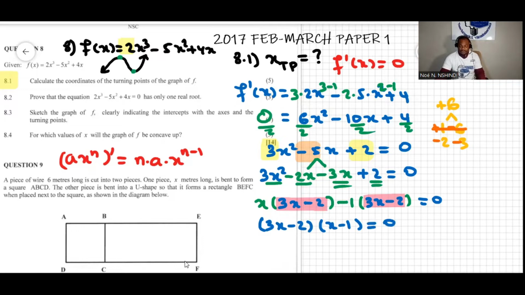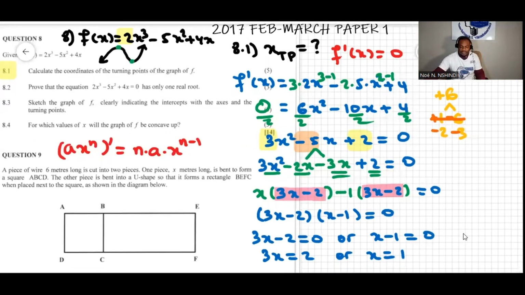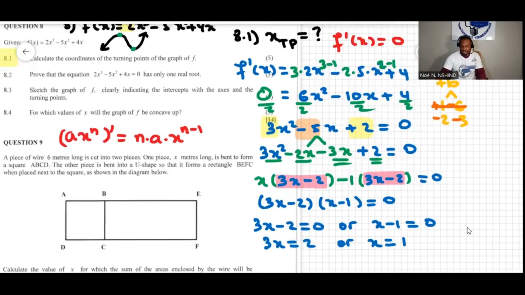Now, if this is equal to 0, it means that either 3x minus 2 equals 0, or x minus 1 equals 0. So we can move the -2 over. That makes 3x equals 2, or x equals 1. Now, we can solve this. If I divide both sides by 3, then x equals 2 over 3, or we have x is 1. So those are the values of the turning point, the x turning point. We have 2/3 and 1.